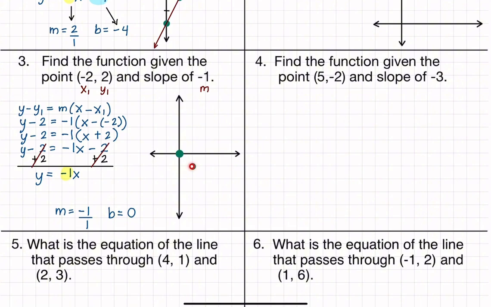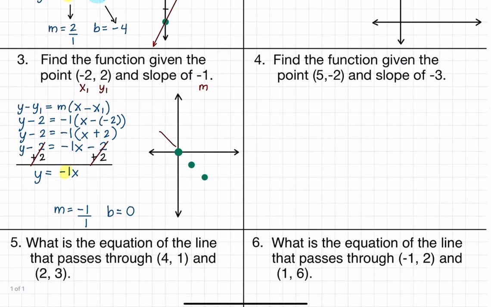Doing the rise over run again. From this point, I'm going down 1 unit and then going to the right 1 unit. So this is our next point. So just connect the points, class. And this is the equation y is equal to negative 1x.